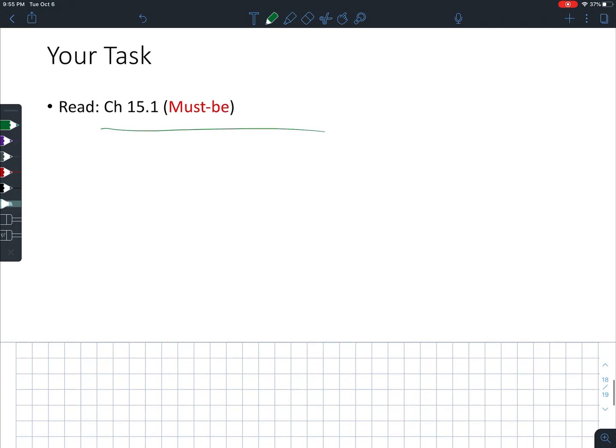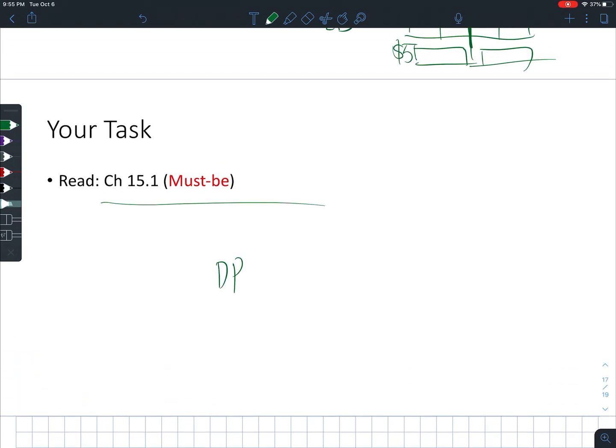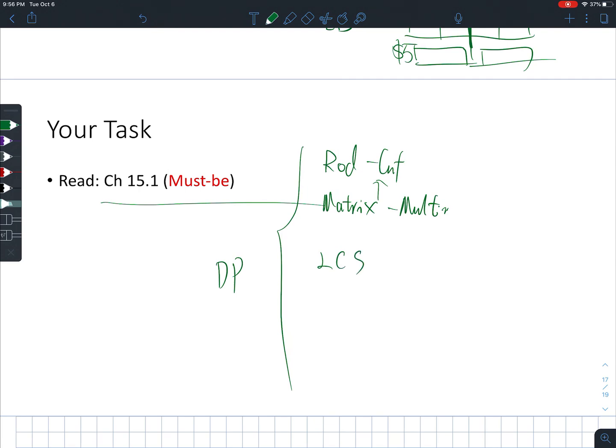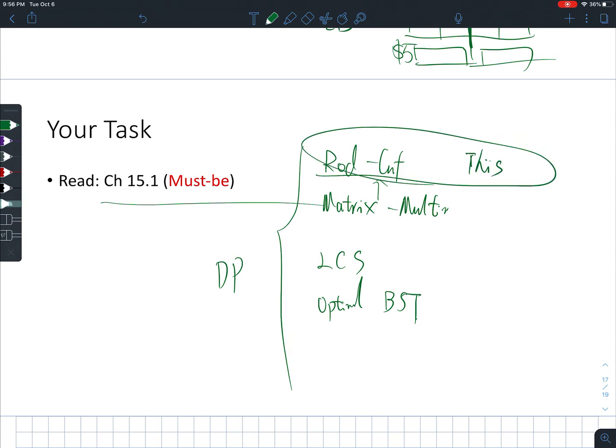And succeed in your future job interviews. Actually, in dynamic programming, the textbook provides 4 problems. The first problem is called rod cut, which we discussed today. The next problem is called matrix multiplication, which is more complicated than rod cut. Then the other one is called LCS, and the last one is called optimal binary search tree. This week I'm going to talk about rod cut, and LCS is for next week.